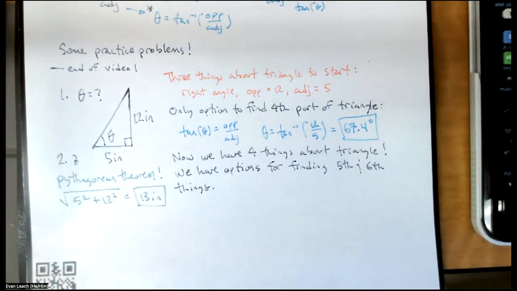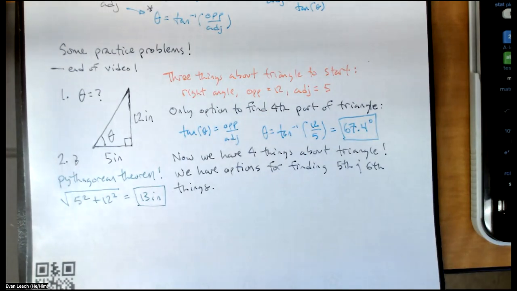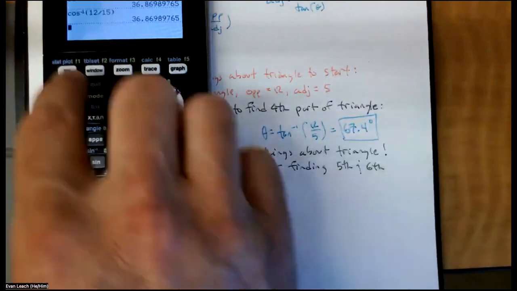That's not the only thing that we could have done, because now I have an angle theta. And sine and cosine both involve the hypotenuse. So I could use sine and cosine since I have an angle. I can use sine and cosine to help me find the hypotenuse. So I used the Pythagorean theorem, but we could also have used the sine or the cosine.